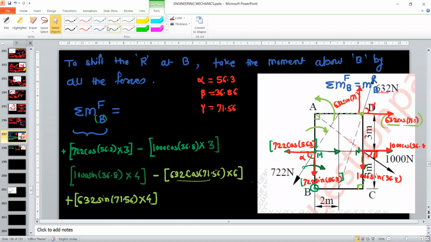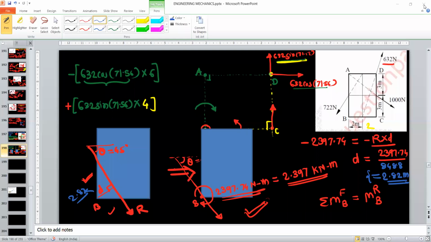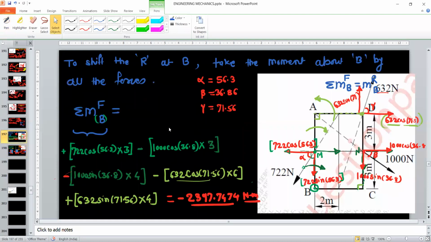So calculate this value. You can give the answer in the chat box. Okay, so from the summation of moment, you will get the answer as minus 2397.74 Newton meter.